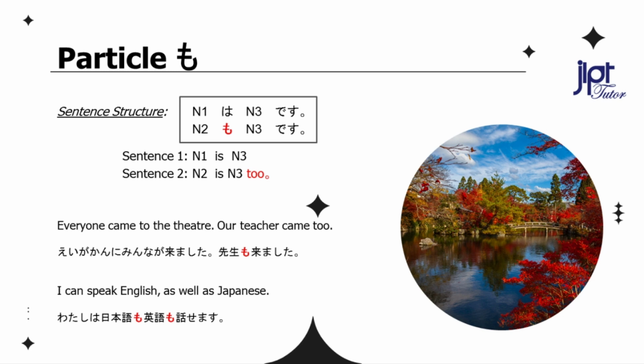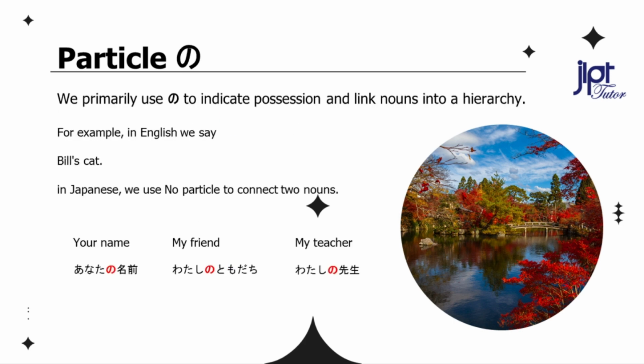With this, we are about to start our last lesson for today's lecture, which is about particle no. We primarily use no to indicate possession and link nouns into a hierarchy. For example, in English we say Bill's cat. Both Bill and cat are nouns, and we use apostrophes to connect them. Similarly, in Japanese, we use no to connect two nouns. Let's have a look at the examples.